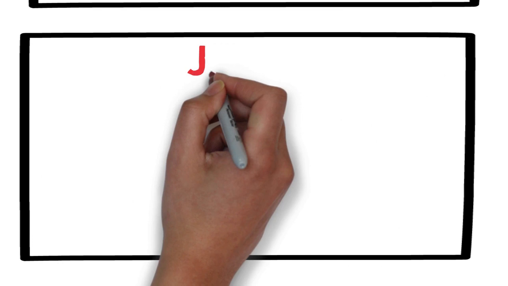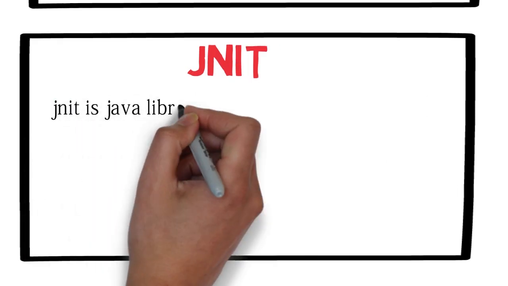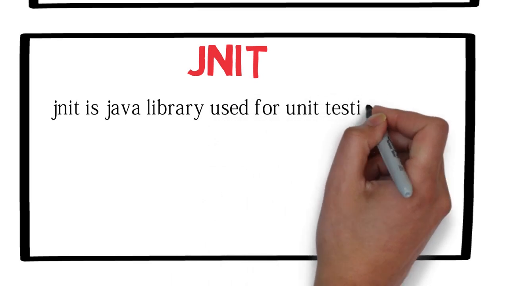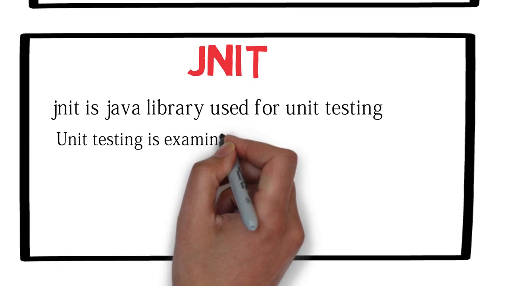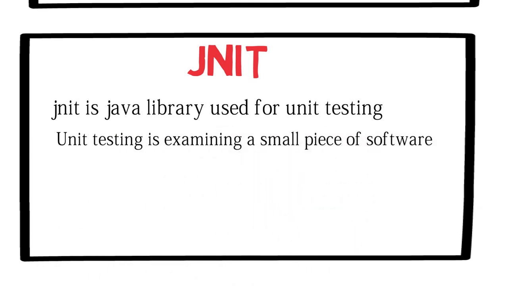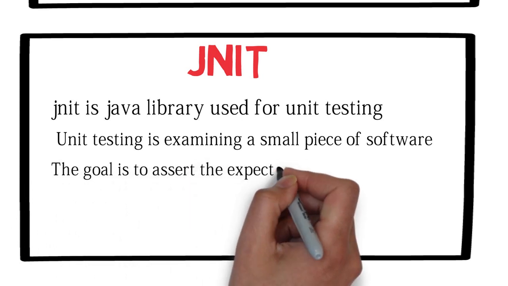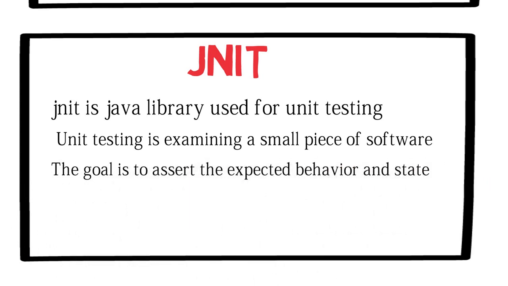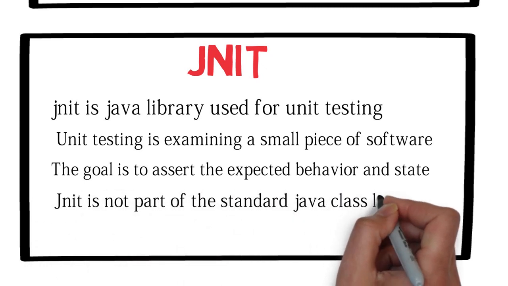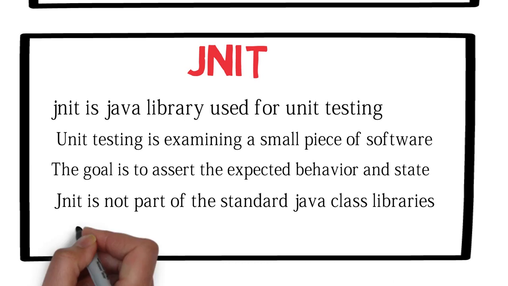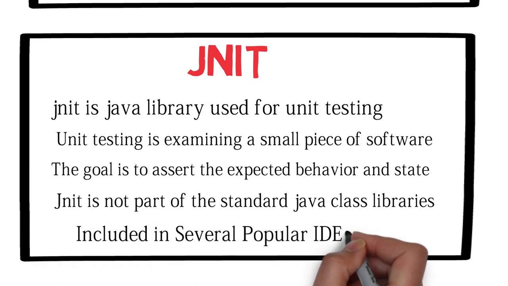JUnit is a Java library designed to help you perform this unit testing. Unit testing is a process of examining a small unit or a piece of software to verify that it meets the business rules provided. The goal is to assert the expected behavior or state. It is important to understand that JUnit is not part of the standard Java class library, but it does come included with some popular IDEs such as IntelliJ IDEA, Eclipse, and NetBeans.